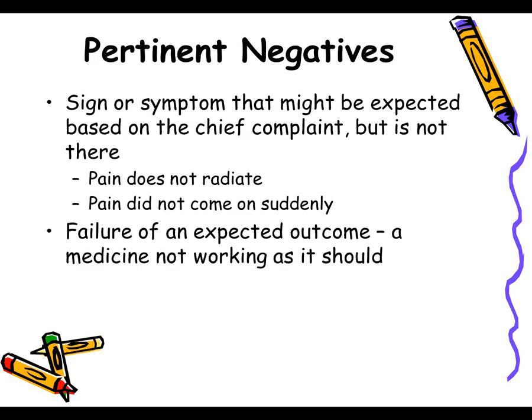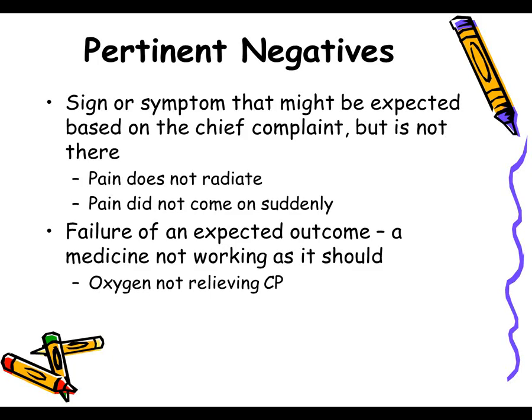That's a pertinent negative. Or a pertinent negative is the failure of an expected outcome or a medicine that doesn't work as it should. If you have a patient who's having heart-related chest discomfort who takes nitroglycerin because they tell you they've had angina and it does not relieve the chest discomfort, it's important to report that the nitroglycerin did not relieve the chest discomfort. It could be that the vessel is 100% occluded, in which case the only thing that's going to make that pain go away is a narcotic, which will mask the pain, or open the vessel up.